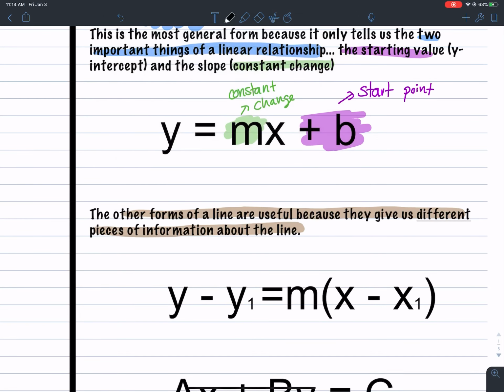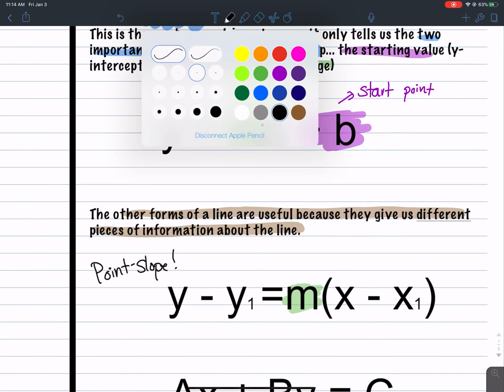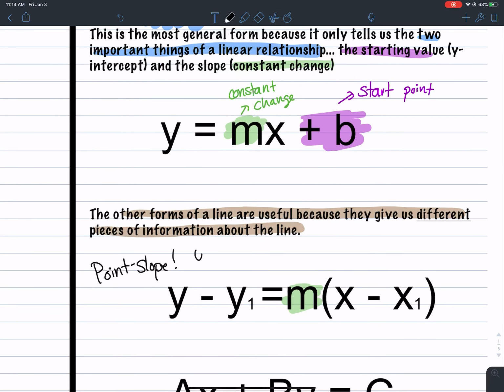So, for example, this one here, this is point-slope form. So it's still a line, so we know it still has a constant change, and that constant change is still given to us. But in this case, rather than knowing the starting point, we just know a different point. We know this point (x1, y1) is on the graph. So not the starting point, but just a different point. So we have different information from that other form.